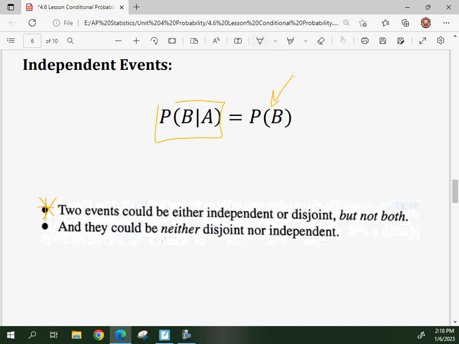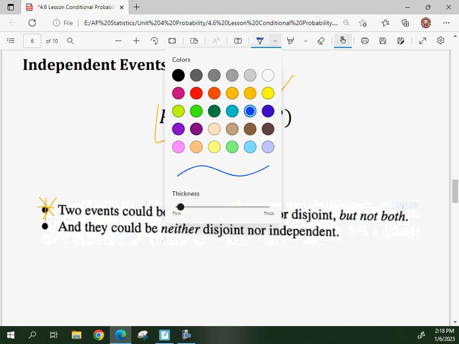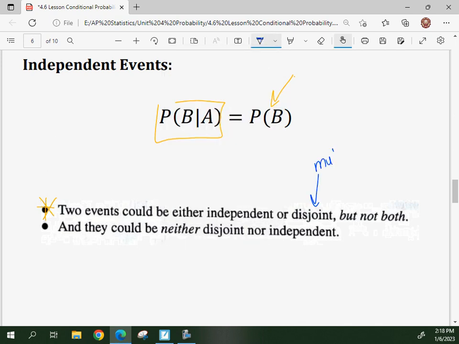So we've talked about what it means to be disjoint. The other thing we called that was mutually exclusive. That would be a Venn diagram where the two circles don't overlap. So they can be independent, they can be disjoint or mutually exclusive, but they cannot be both of the two, and it is possible that they are neither.